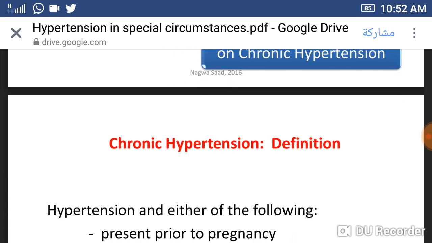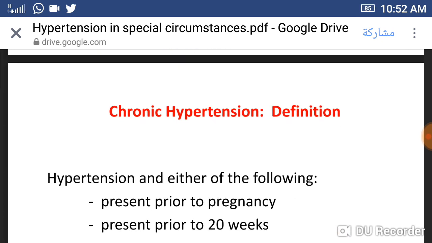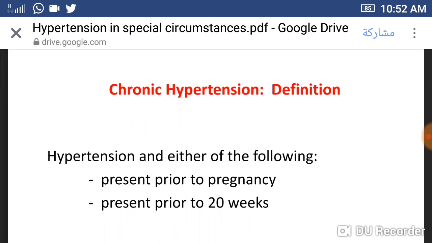Chronic hypertension definition. Hypertension and either of the following may be present prior to pregnancy or present prior to 20 weeks. So if I have a patient who already has hypertension before pregnancy or hypertension before 20 weeks of pregnancy, it is a chronic hypertension case.